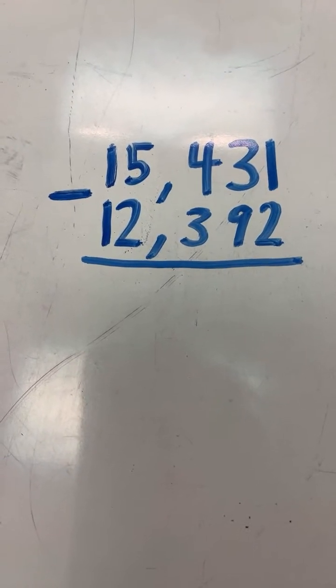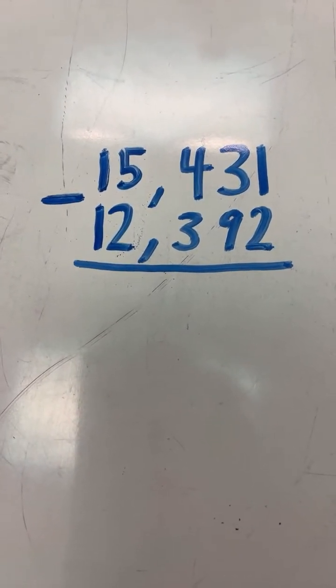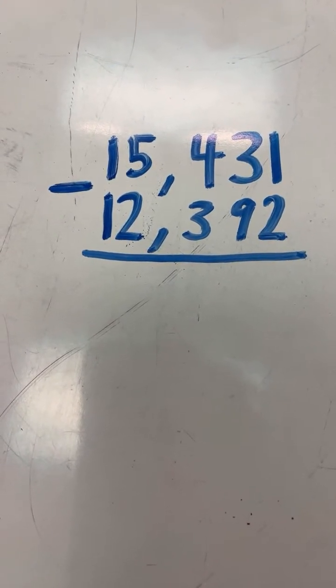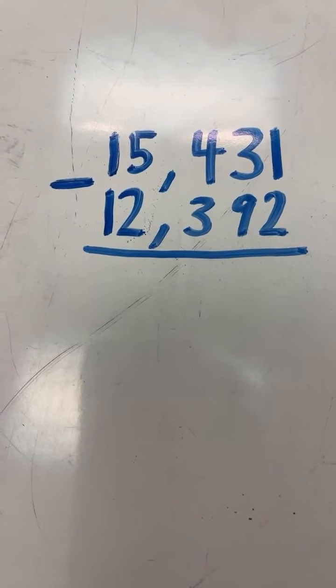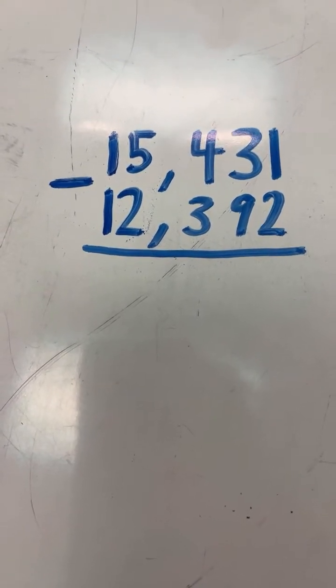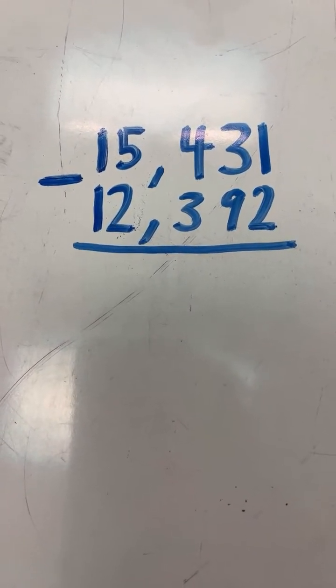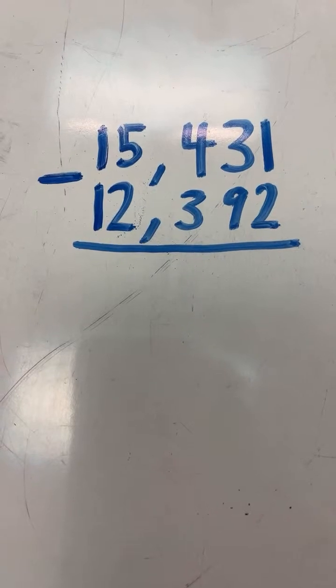So this video is going to be a brief review of multi-digit subtraction with regrouping. Our first example problem is 15,431 minus 12,392. I'm going to go through step by step how to solve that problem.